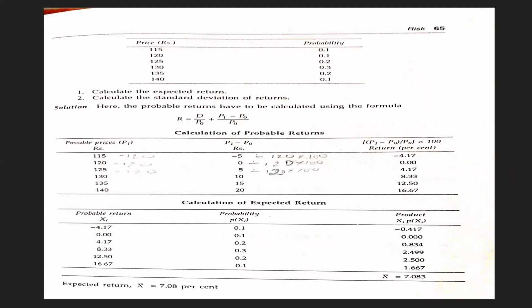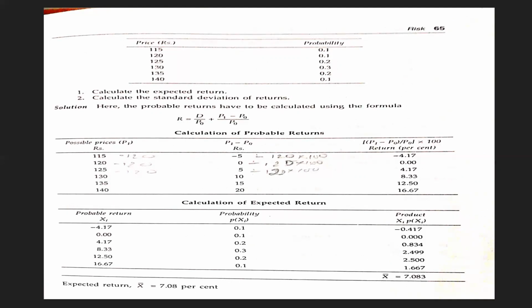So the end of year price 115 minus P0, which is 120, gives you negative 5. 120 minus 120 gives you 0. 125 minus 120 gives you 5, because P0 is always 120. P1 is the different prices given in your question: 115, 120, 125. Then 130 minus 120 is 10, 135 minus 120 is 15, 140 minus 120 is 20. Now P1 minus P0 divided by P0, that is 120 again, into 100.